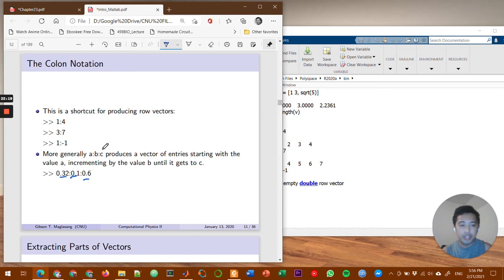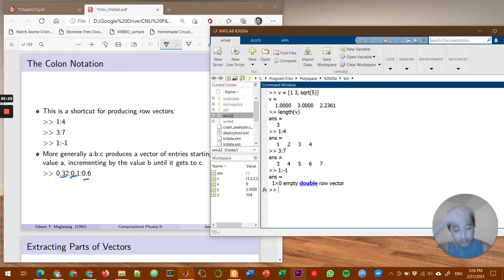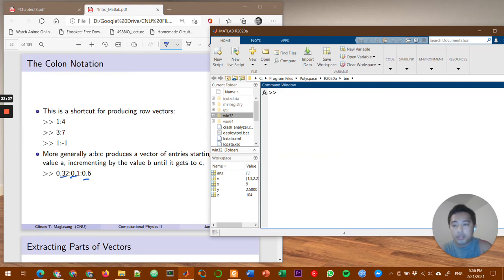So let's try this in MATLAB. We have 0.32 colon 0.1 colon 0.6. Take note, it stops at 0.52 because it doesn't go beyond; if you increment 0.52 by 0.1, that becomes 0.62, and your endpoint is 0.6. So it stops at 0.52.